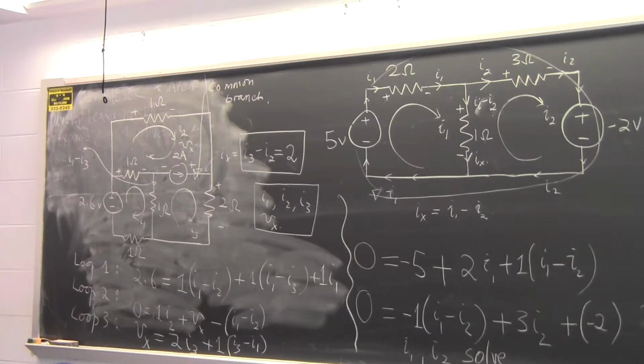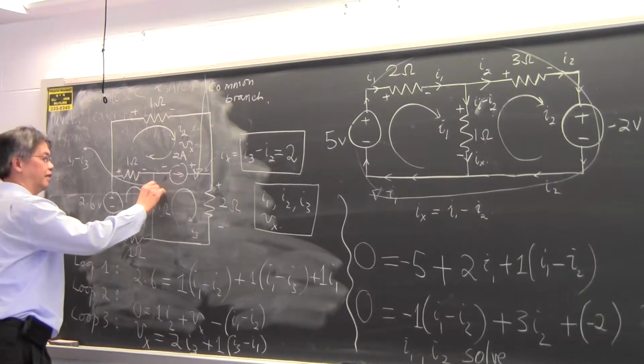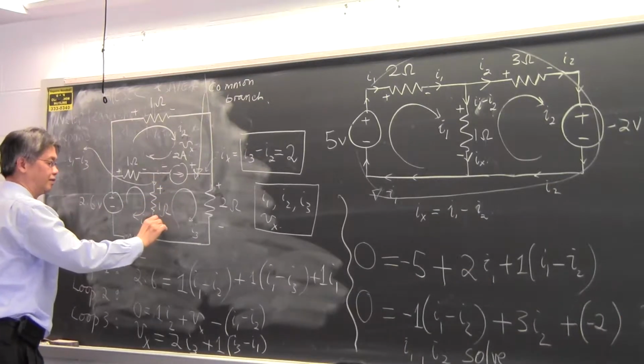Any questions so far on the loop current method? Yes? On the first equation, you treated that 1 ohm resistor that's vertical right in the middle as if it was a voltage drop in one direction, and then in your third equation, you treat it as a voltage rise. Right. I treat it as a voltage rise.